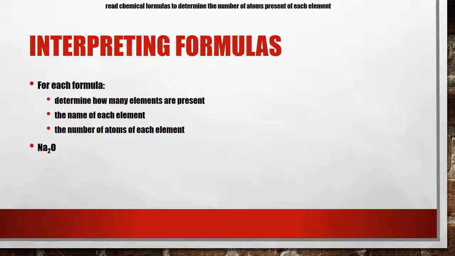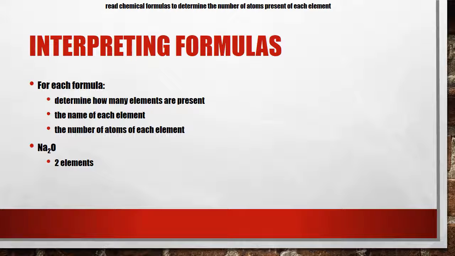Here we have Na2O. So first of all, ask yourself how many elements are present. Well, here I see 3 letters. I see N, A, and O. But remember, the symbols have to start with a capital letter. So this lowercase letter A is not a new element. That is a 2-letter symbol, the symbol Na. And so here there are just 2 elements. There's one that has the symbol Na, the second one has the symbol O.